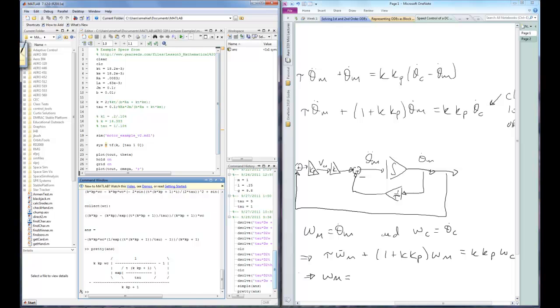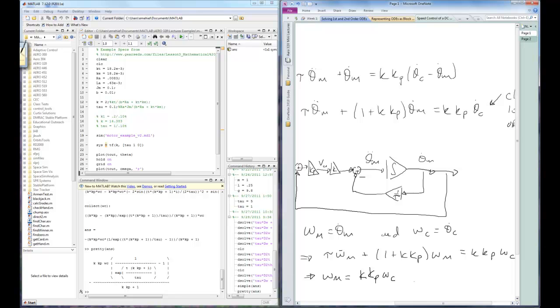And so what is it? Well, it's going to be k kp wc, all divided by k kp plus 1, and then that's all times this exponential minus 1. So I've got e to the minus t times k kp plus 1 all over tau, minus 1.